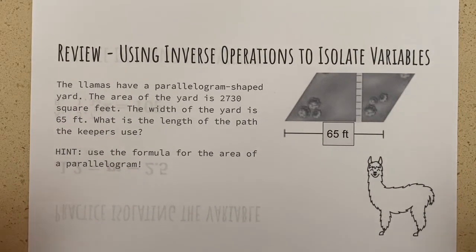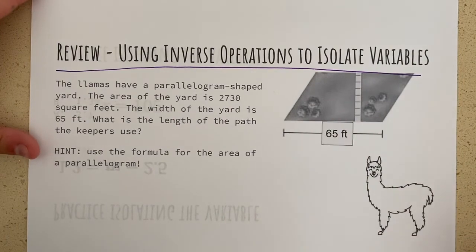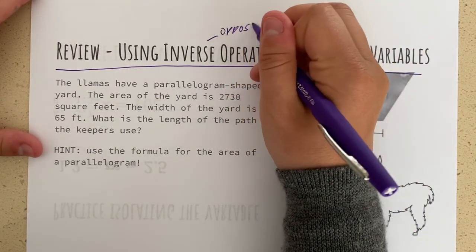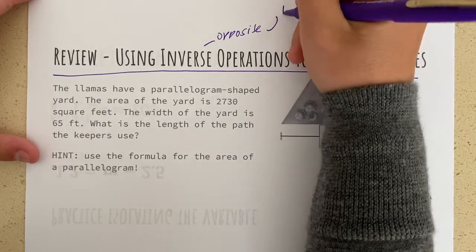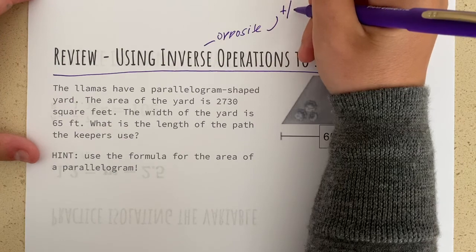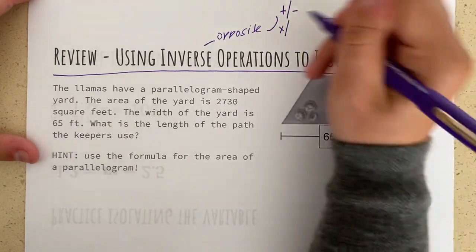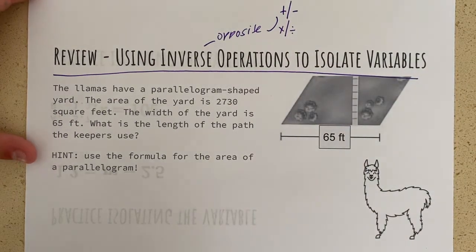So we're going to review. Actually, on the top of your page write this: review, using inverse operations to isolate variables. Inverse means opposite, for those who don't remember. So little fun fact, the opposite or inverse of addition is subtraction. The inverse or opposite of multiplication is division. So if you want to write that on the top of your page, go for it.